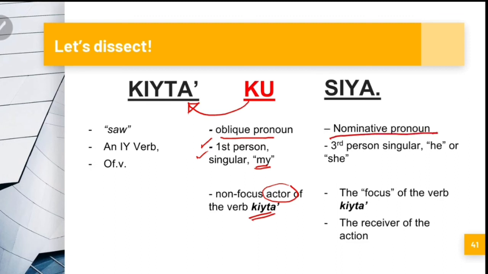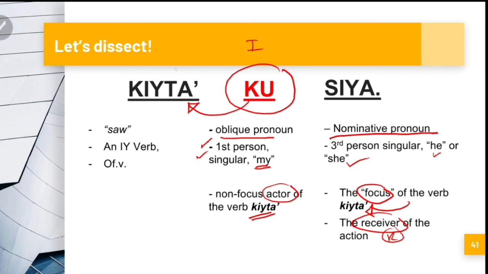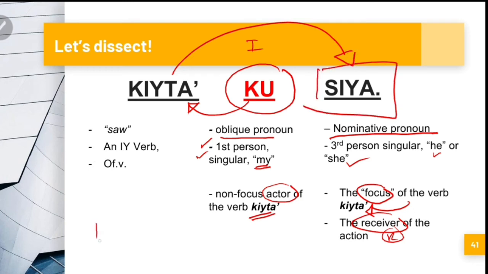Remember, nominative pronouns will always be the focus of the verb. Siya is third person singular, he or she, and because it is the focus of the verb kita, it is the receiver of the action. So ko, I or my, is now the actor of the verb kita, and the receiver of the verb is siya. That's why the translation here is I saw him or her. Kita ko siya.